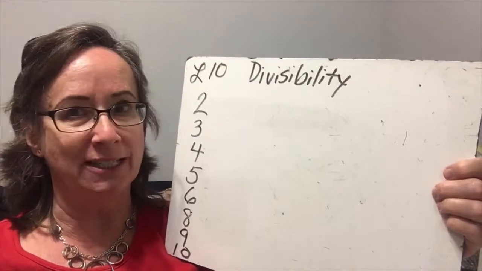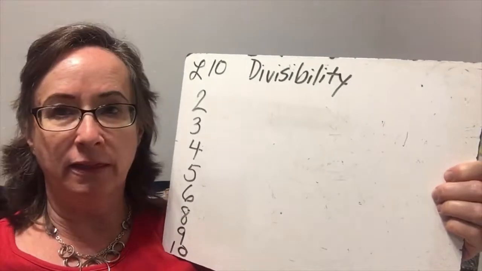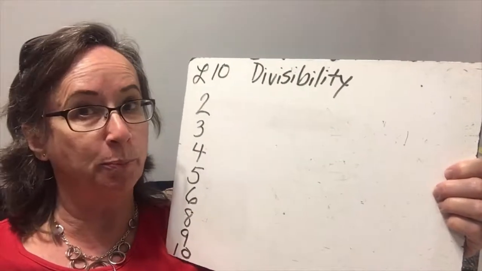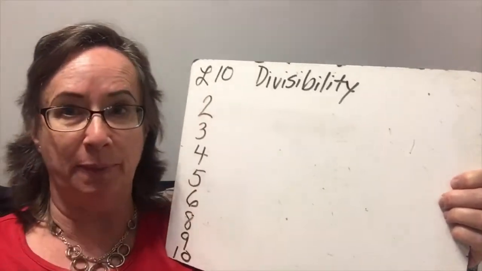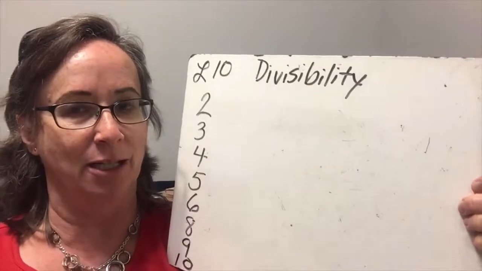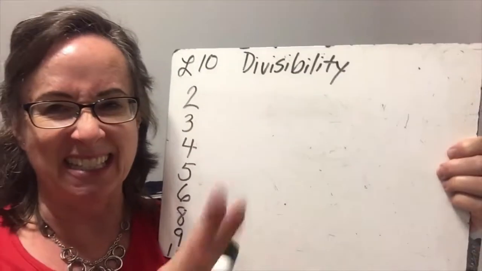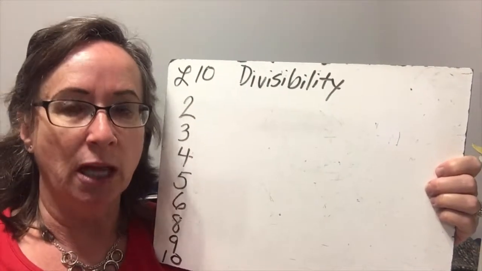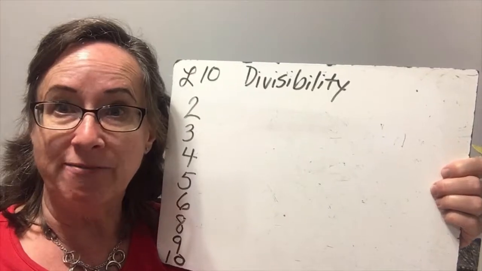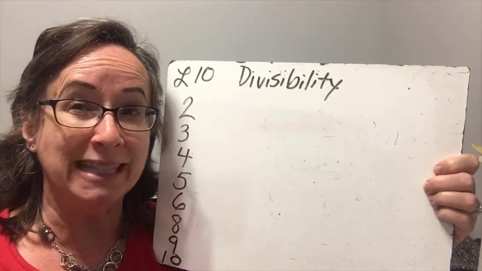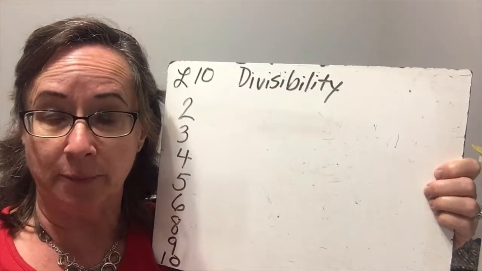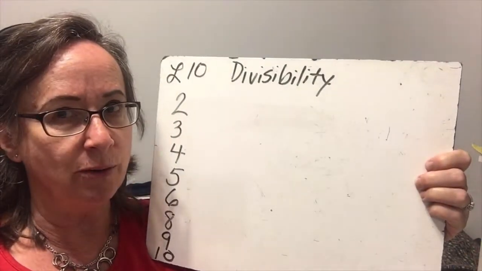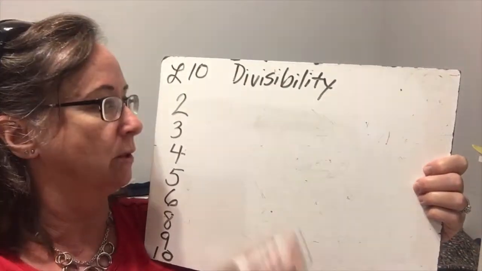And so we're going to start with the rule for 2. Now, I don't put number 1 up here because we know that every number is divisible by 1. So we can skip that one. But let's talk about numbers that are divisible by 2. Now, a number is divisible by 2 if 2 goes evenly with no remainder. And we know that this is true. Are you ready for the rule?